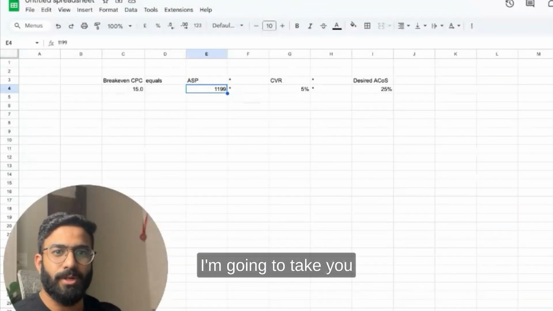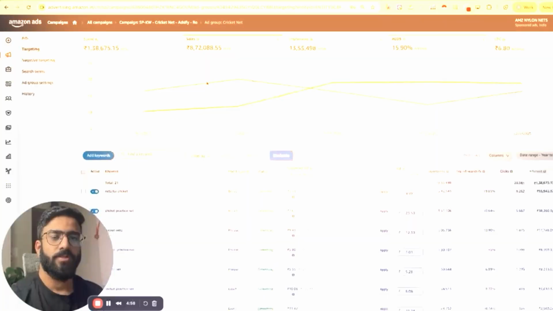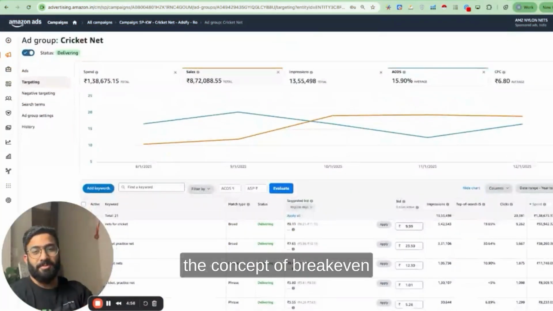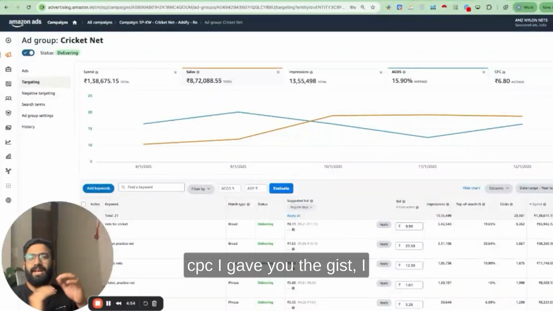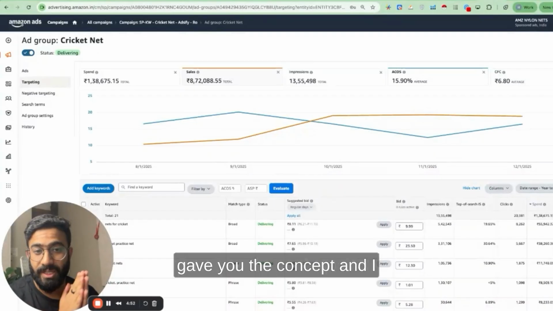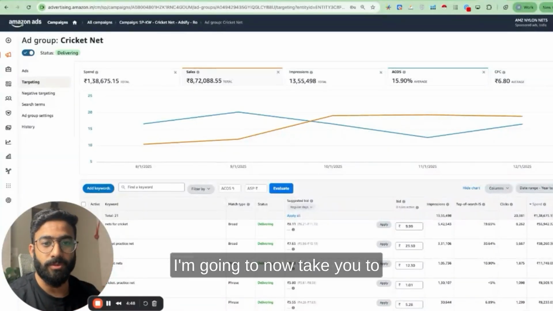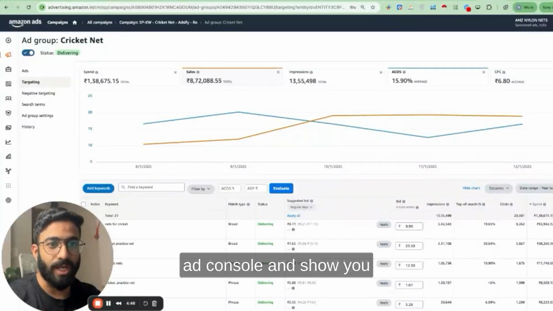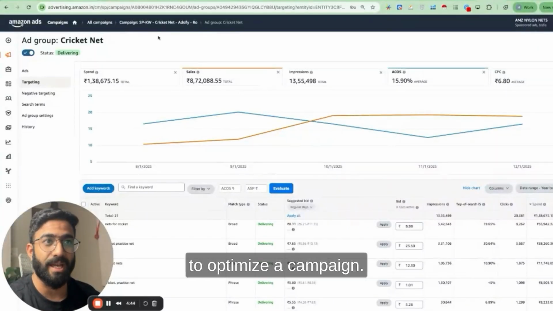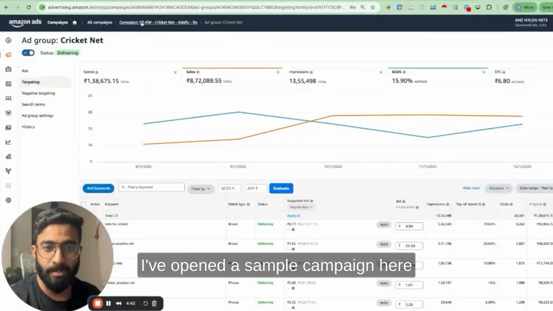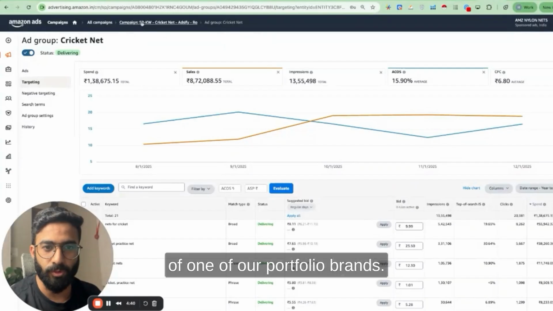And how to optimize, I'm going to take you to the console and show you. So now that you fully understand the concept of break-even CPC, I gave you the gist, I gave you the concept, and I then gave you the calculations on an Excel sheet as well. I'm going to now take you to the Ad Console and show you how you can actually use it to optimize a campaign. I've opened a sample campaign here of one of our portfolio brands.